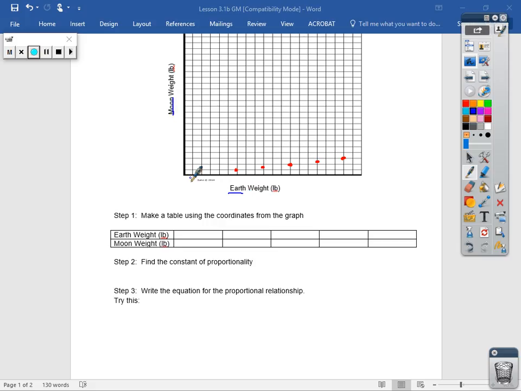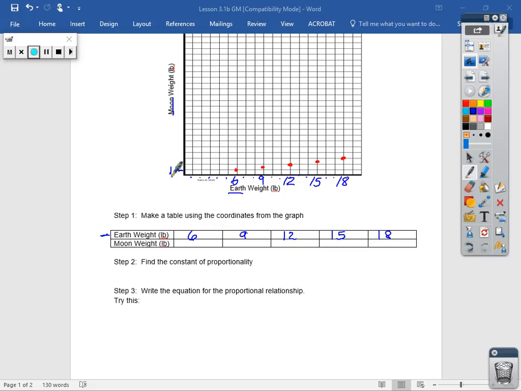Now, let's count out. We have 1, 2, 3, 4, 5, 6, 7, 8, 9, 10, 11, 12, 13, 14, 15, 16, 17, 18. All right, so our weight on Earth, which is right here, our first one is 6 pounds. Our second one is 9 pounds. Third one is 12, 15, and then 18.